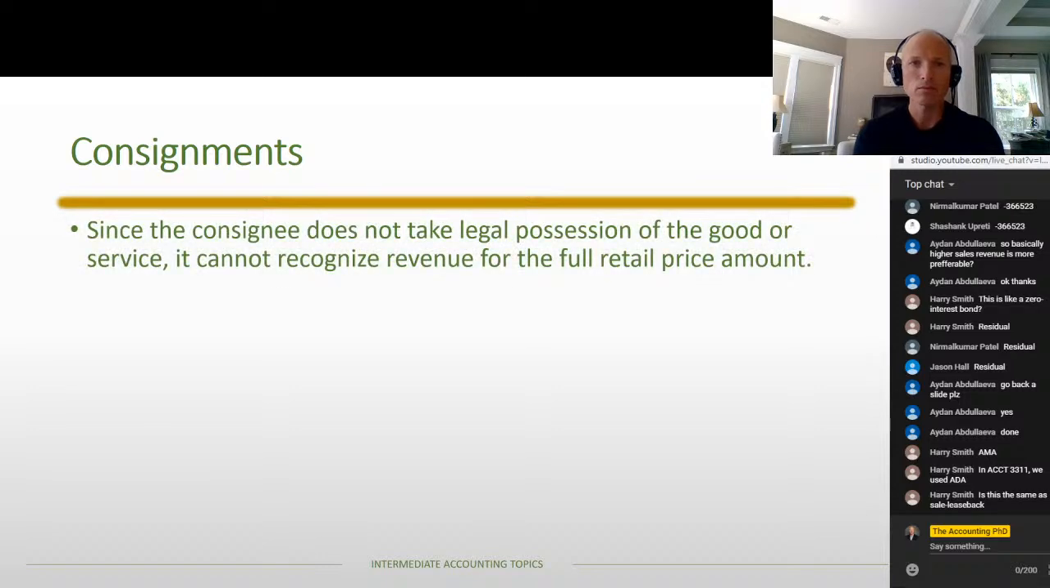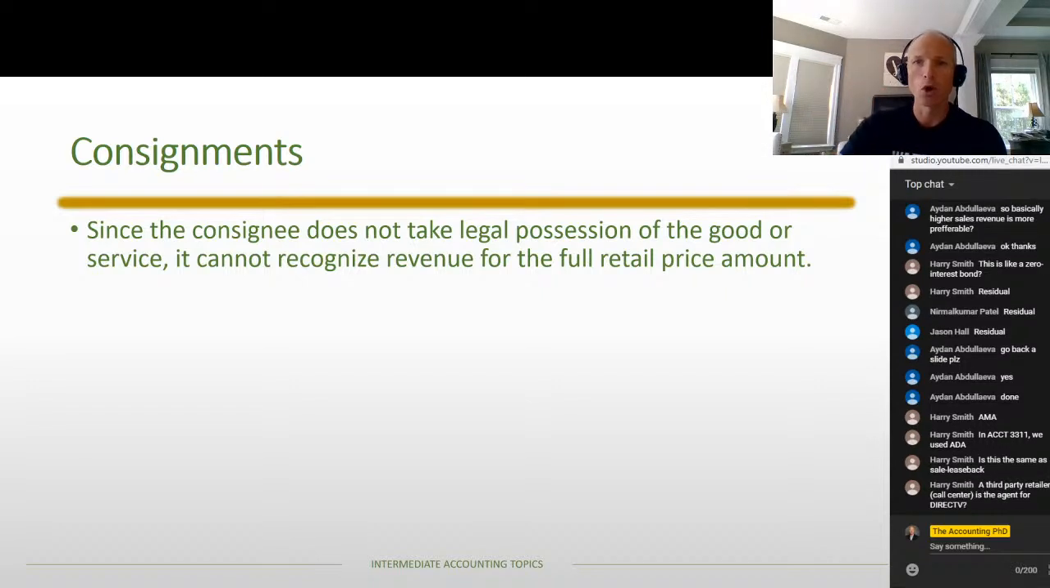Consignments. Consignment is basically a situation where I'm selling a good. I go to a person and say, hey, I'm going to transfer the good or service over to your physical space, and then you're going to sell it for me. That's what a consignment is.